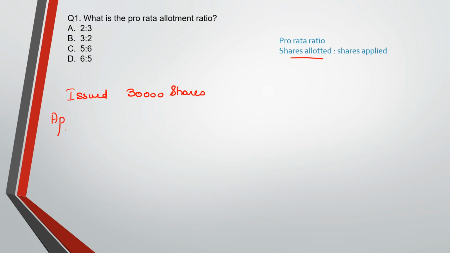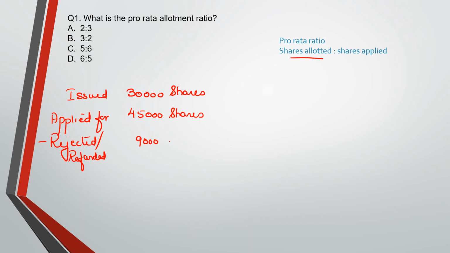They had applied for 45,000 shares. But out of that, they directly rejected and refunded the amount related to 9,000 shares. Therefore, 36,000 applicants were there. So many shares were there and they went ahead with allotment. They can allot 30,000 shares to these 36,000 applications.